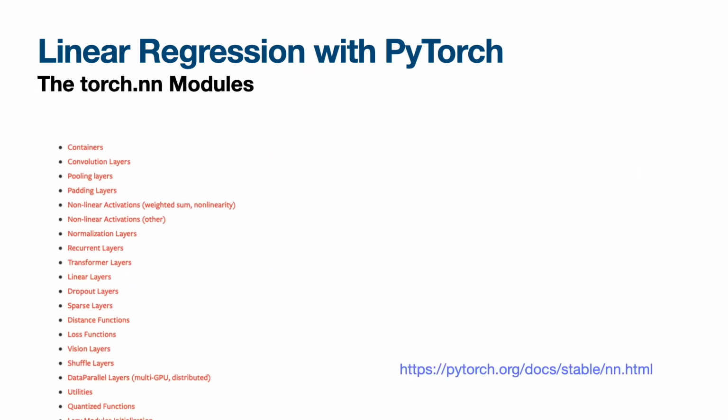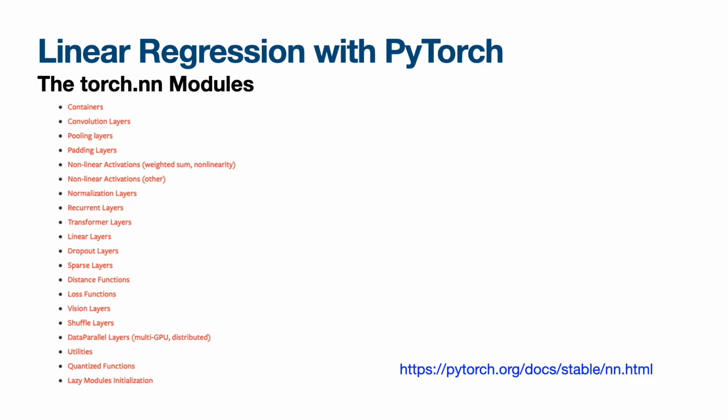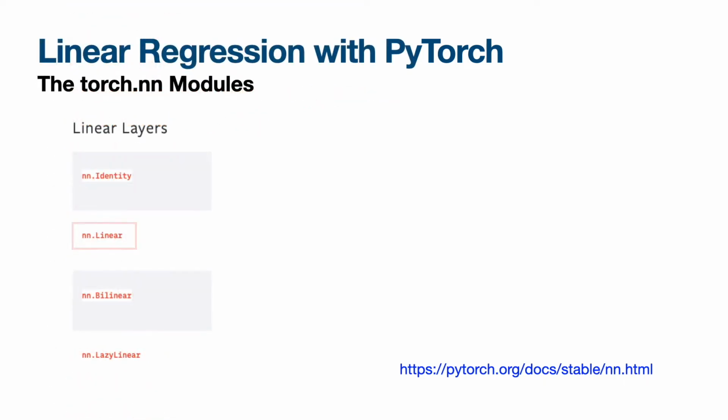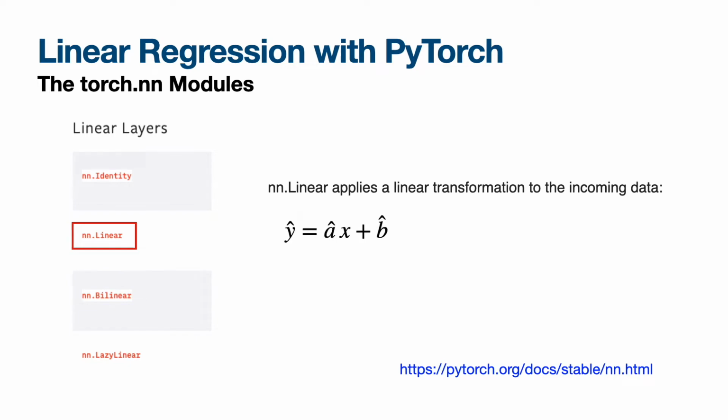torch.nn has many modules useful for deep learning. torch.nn has a handful of linear layers. In this session, we'll use the nn.Linear layer. It applies a linear transformation to the incoming data. We will use nn.Linear to apply a slope and an intercept to input values x to estimate output values y. Let's start coding a linear transformation with PyTorch.